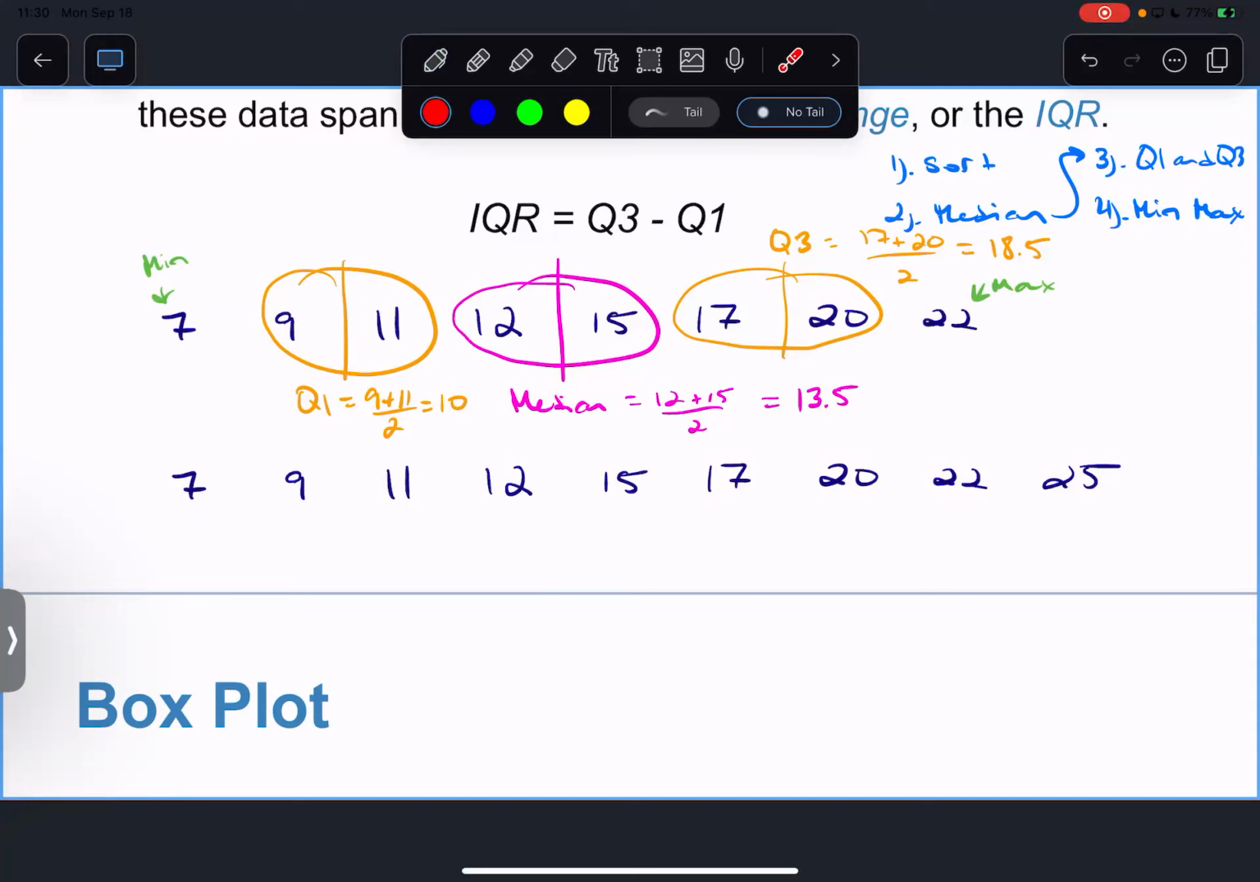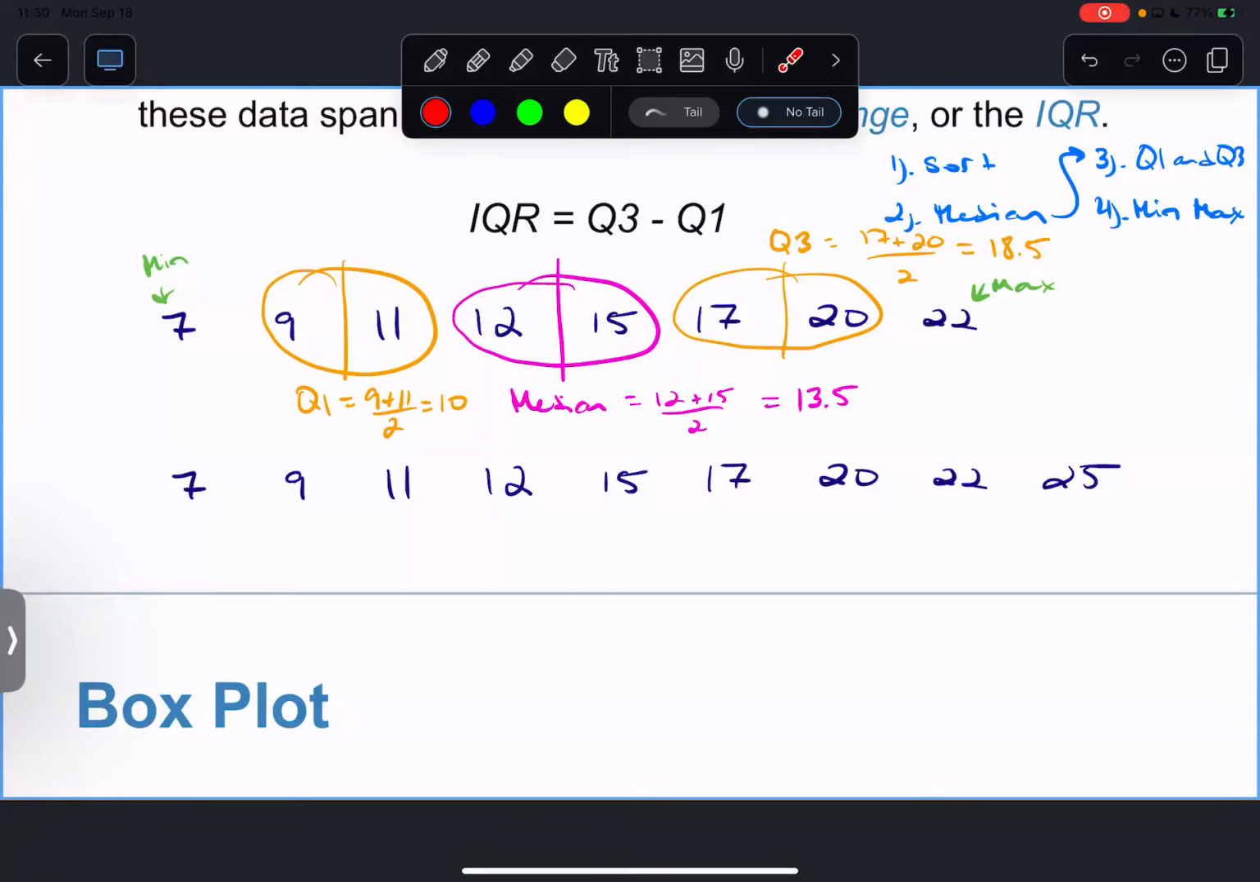So what does it mean if two values here are close together? It means that a lot of the data points happen in that spread, right? And if there's a long distance between two of these values, right, then it took a long time to cover 25% of the data, right?